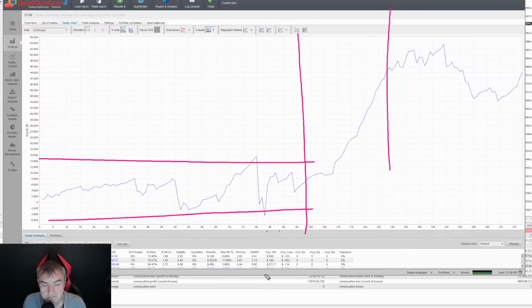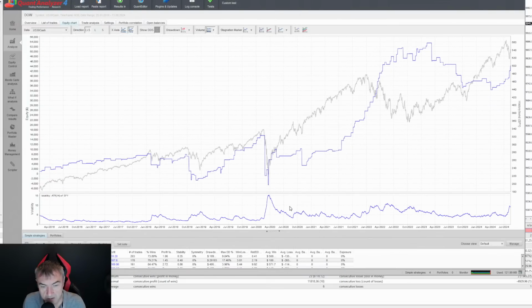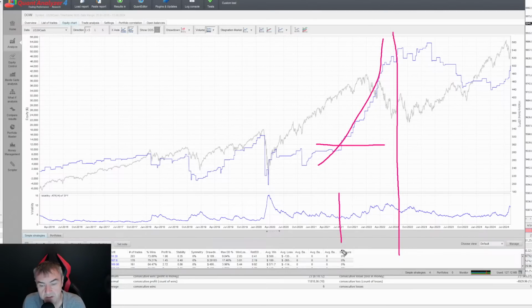Didn't do much there, and hasn't done much since trade 130. Let me put the dates on. So it hasn't done much since 2022. So it had a lovely little run up, but that's it. 2021 to 2022, for 1 year, it made a lovely profit.